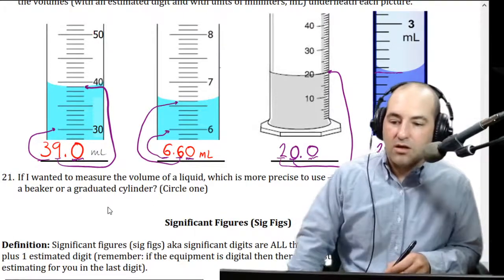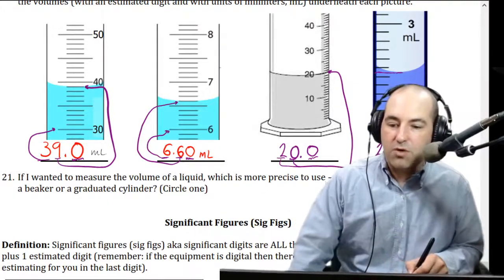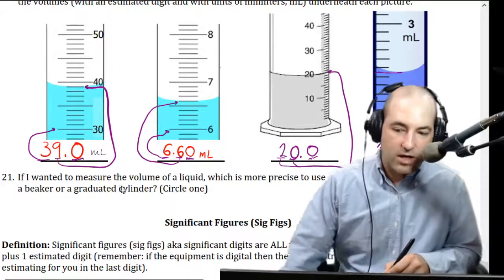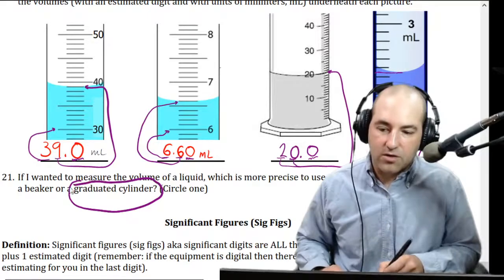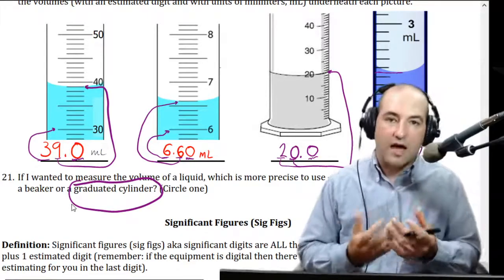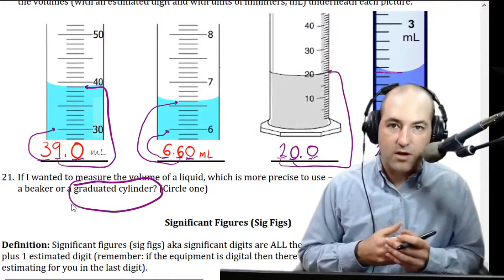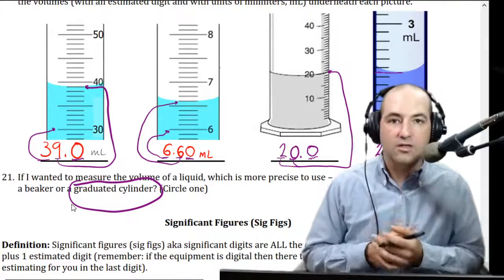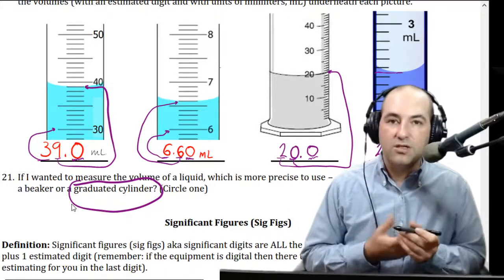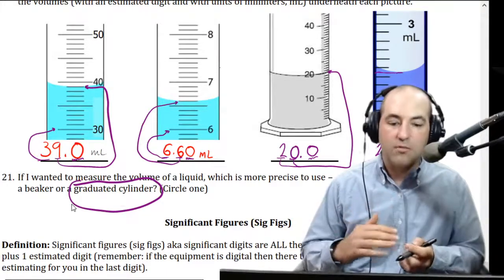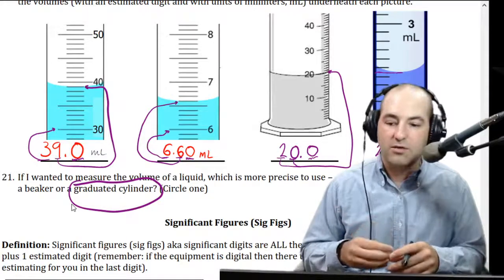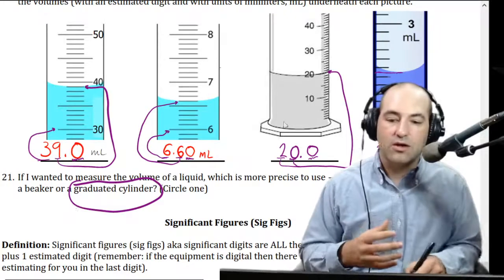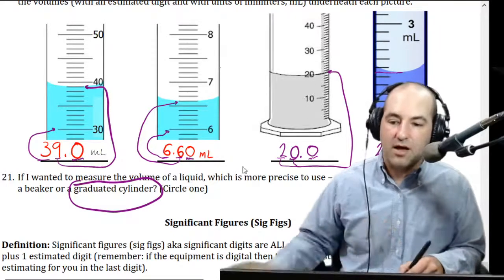And if you want to measure the volume of a liquid, which is more precise to use, a beaker or a graduated cylinder? That answer is always going to be graduated cylinder. Those of you who were in lab yesterday, you saw that. We talked about that with the markings on the glassware. The rest of you, you'll see that next week. Beakers and flasks have measurements on them, but those are really just meant as an estimate to give you an idea of how much liquid is there. It's not truly a measurement that you can rely on.